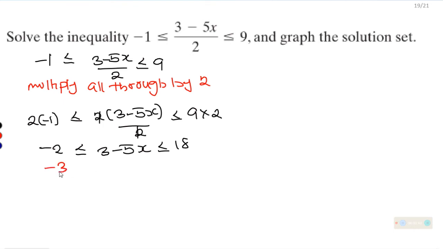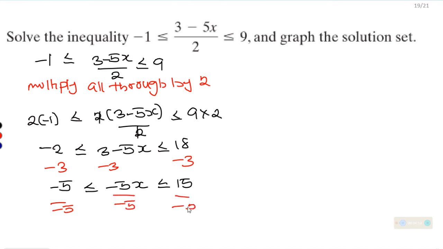That's subtracting 3 all through: minus 3, minus 3, and that will give us minus 5 less than or equal to minus 5x less than or equal to 18 minus 3, which is 15. Okay, and then we can divide all through by minus 5 now, the coefficient of x, to remove the coefficient of x.